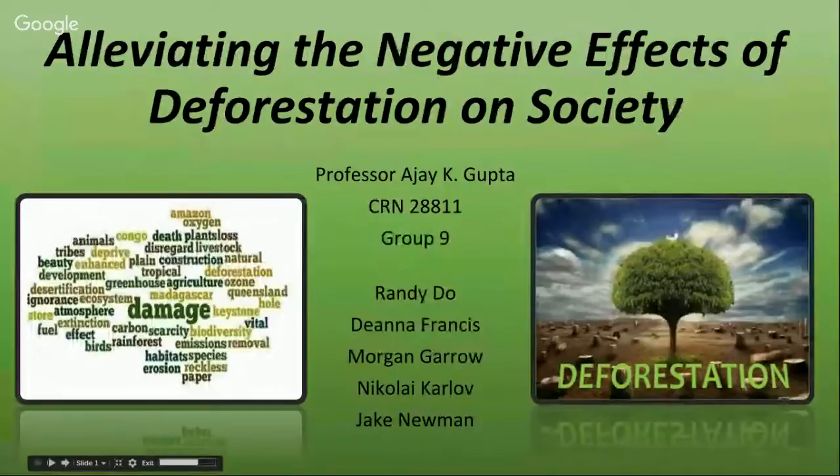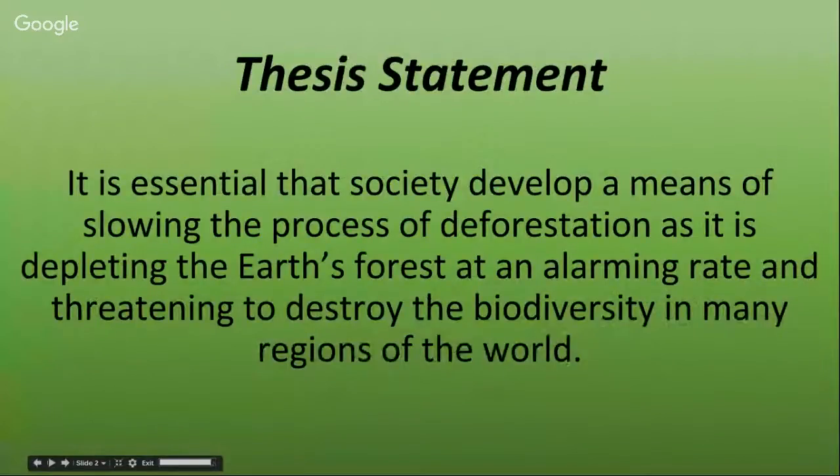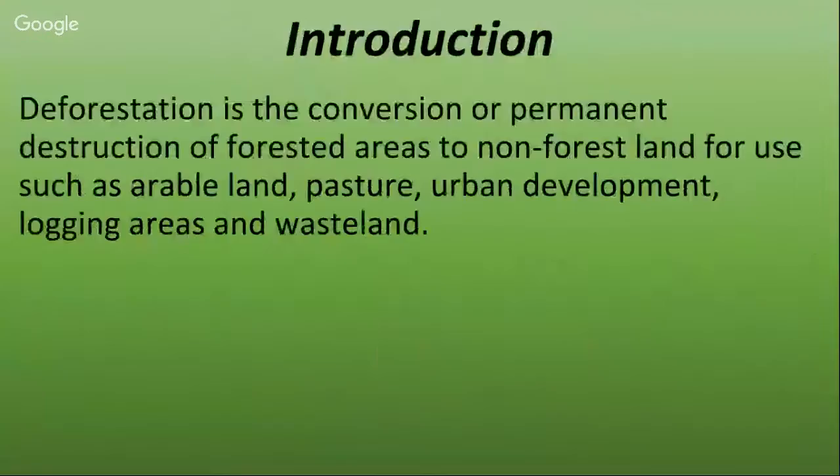Our thesis statement is to develop some means of slowing the process of deforestation, as it's depleting the Earth's forests and land and threatening to destroy the biodiversity in many regions of the world. Deforestation is the conversion or permanent destruction of forested areas to non-forest land for uses such as arable land, pasture, urban development, logging areas, and wasteland.